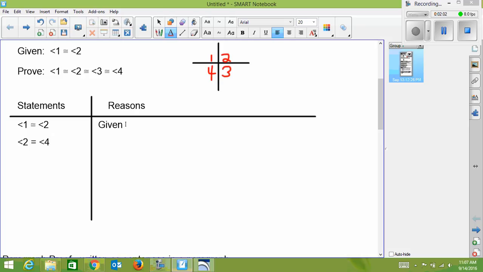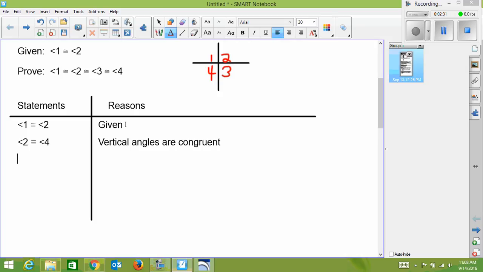How do I know that? Using the vertical, because vertical angles are congruent, or the vertical angle theorem, you could say. Okay, so I know that much. So now I know that 1 is congruent to 2, and 2 is equal to 4. What would be the next logical step after that? I still have to prove that 1, 2, 3, and 4 are all equal. Right now I know 1 and 2 are equal and 2 and 4 are equal.